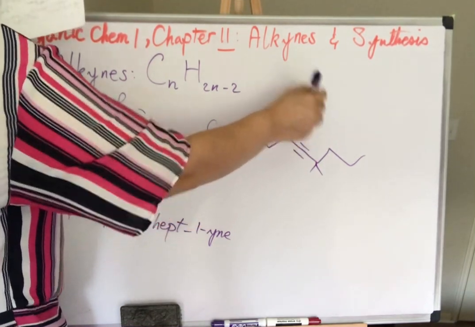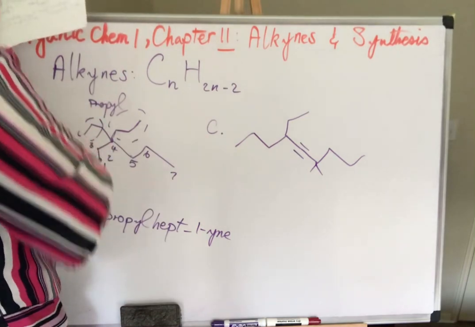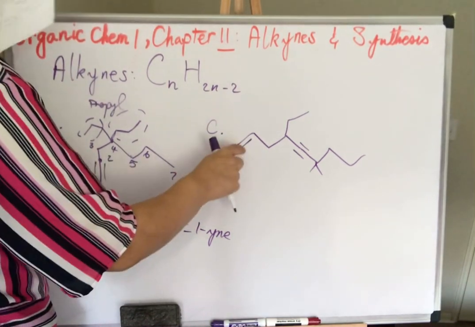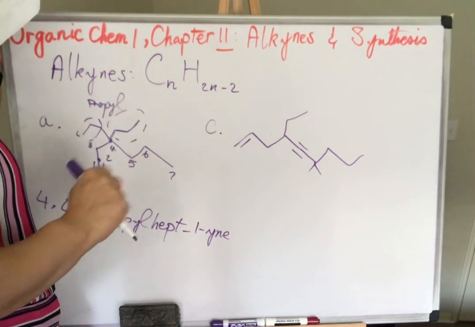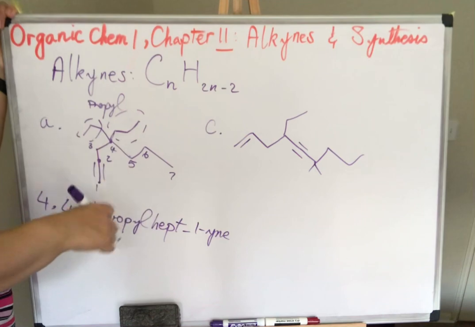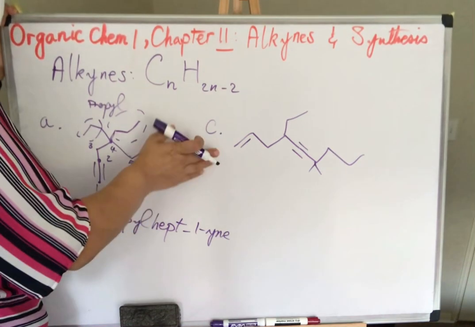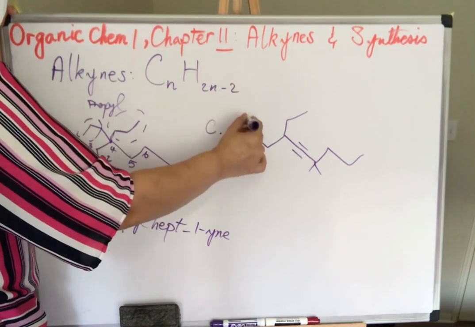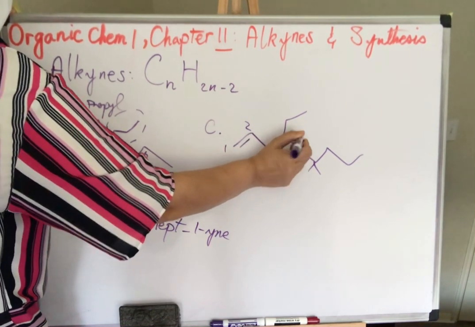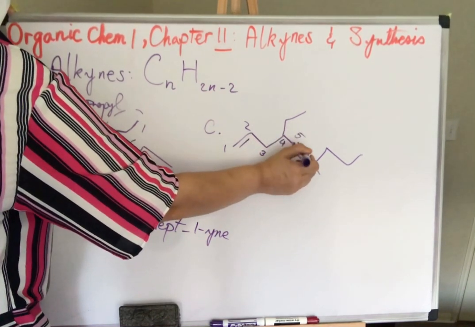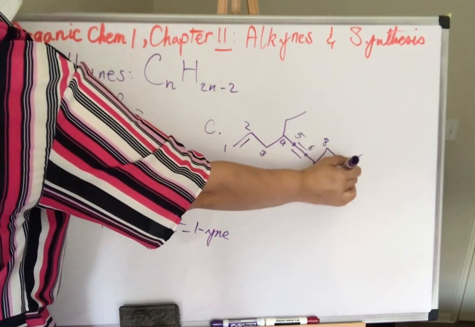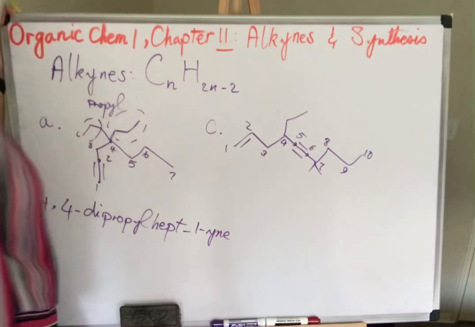So here's our structure. Should be careful not to make the mistake again. So now we have a double bond and a triple bond. We need to start from closest to the first multiple bond. Which one is the closest? Left to right. 1, 2, 3, 4. Don't forget, carbon number 5 is here. Carbon number 6 is here. 7, 8, 9, and 10.